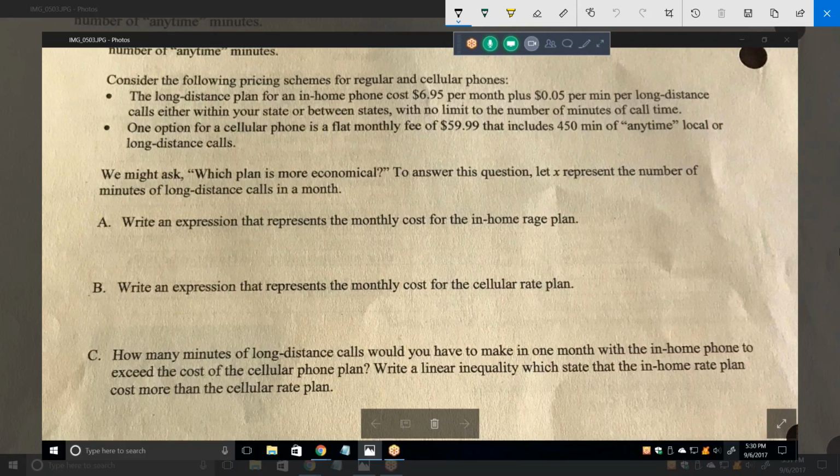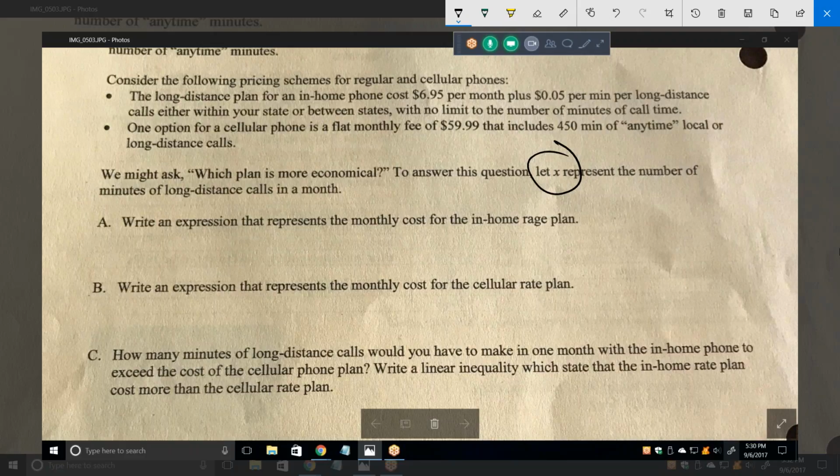Well, that's going to be a tough one to answer, but we can make an attempt. It will definitely end up depending on how many long distance calls you make as to which one is better. But let's try to write an equation. Now, here they tell us what x is going to represent. So the first in-home rate plan, in-home rate plan.